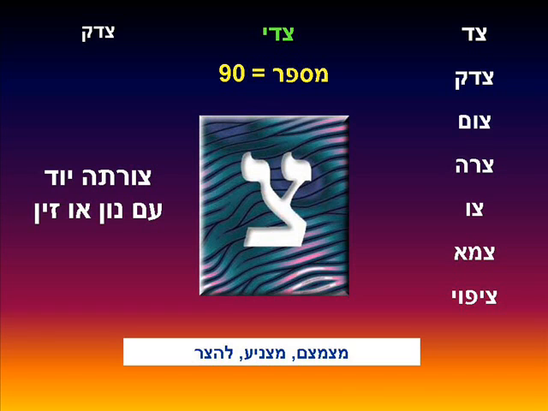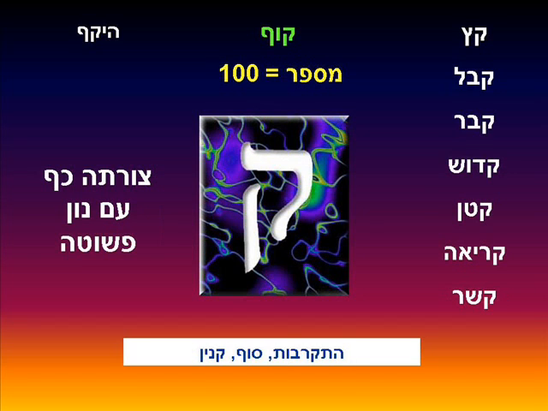And the shape of the letter Tzadi looks like a Yud with a Nun or a Zayin. Kuf. This one is interesting. The equivalent number of Kuf is 100. It means to surround, hekef. Whenever you see it in the first position, it has to do with kiruv, bringing something closer, or being at the end, or acquiring. They're all similar.